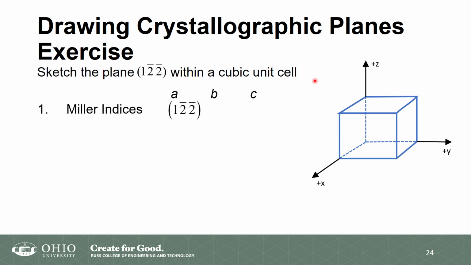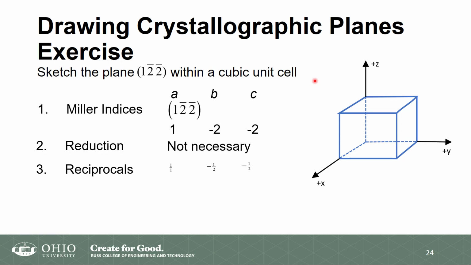So we start with our Miller indices, which are (1, bar 2, bar 2). We remove our brackets. We have 1, -2, and -2 for our A, B, and C. Do we need to reduce? It's not necessary to reduce here. So we keep those numbers. And then the next step is to take our reciprocals. So our reciprocals give us 1, -1/2, and -1/2.